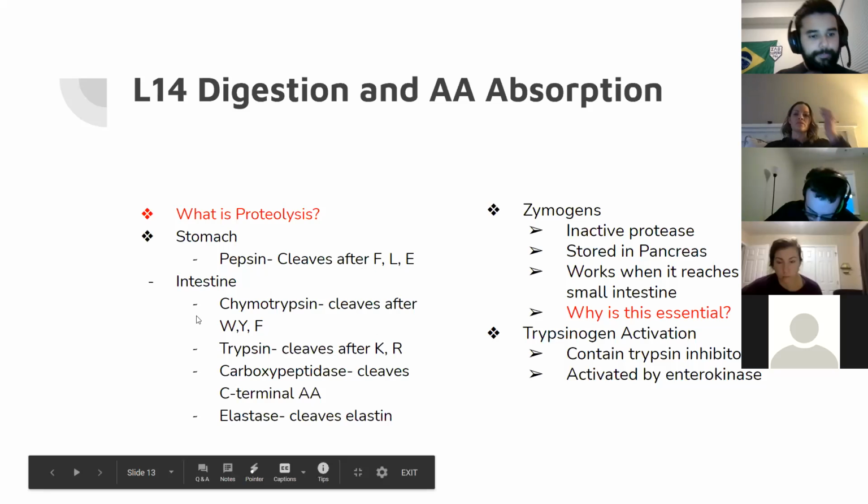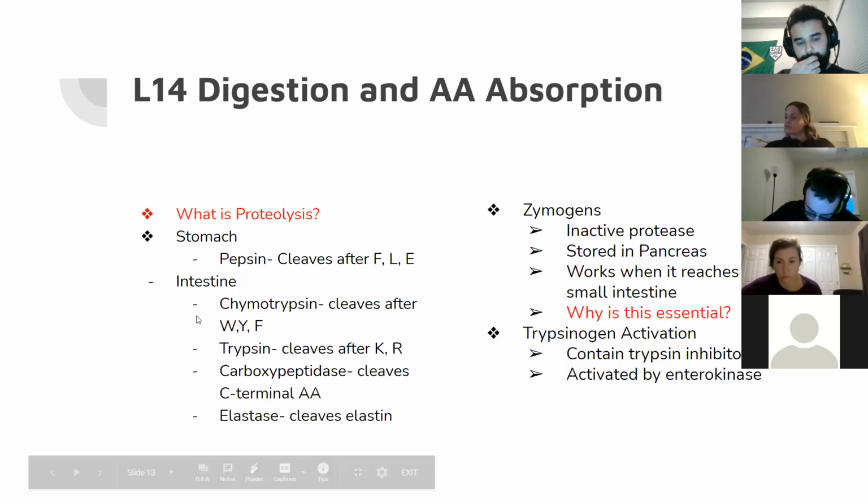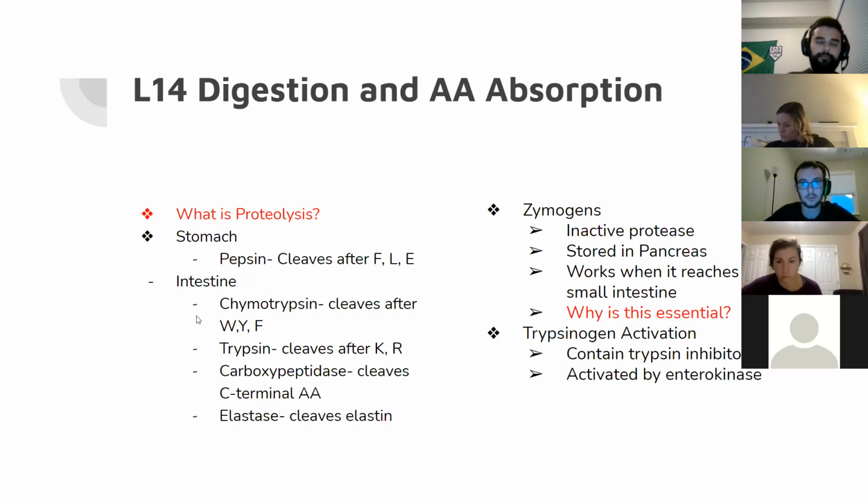Yeah, so carboxypeptidase, it cleaves any amino acid at the C terminal. Carboxypeptidase just cleaves right at the C terminal, so it's not very specific on which amino acid it targets. Okay, gotcha. Yeah. Thank you.